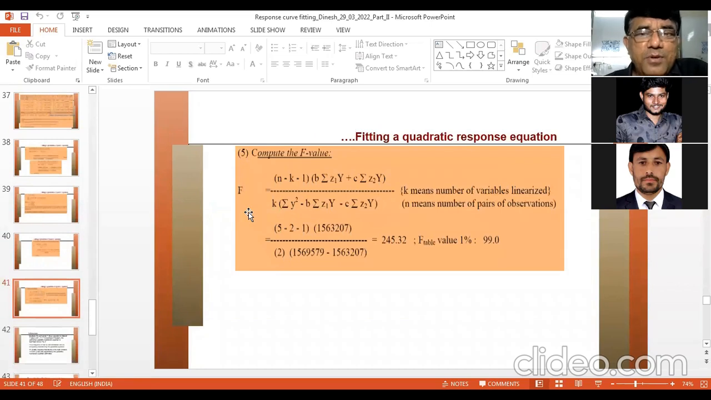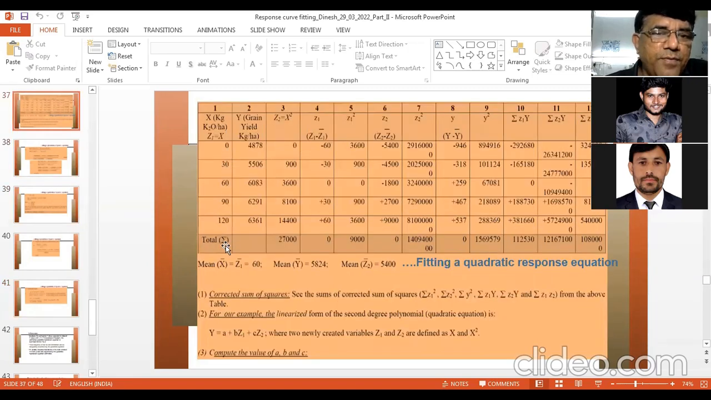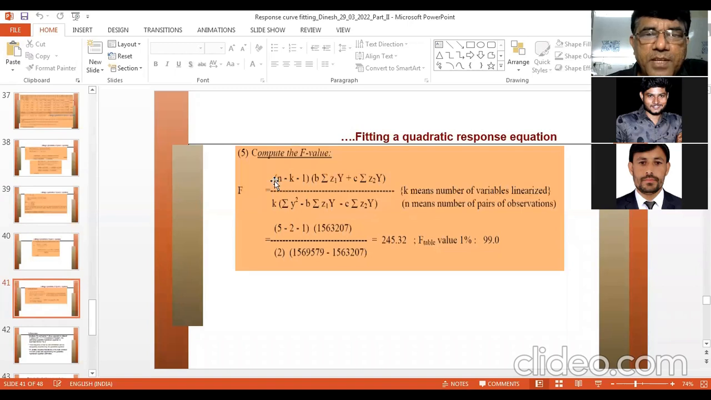Now F, now you want to test whether it is a quadratic equation or not. For this, you have the F test. So this is the formula of the F test for a quadratic equation, n minus k minus 1, and all these parameters. Here k means the number of variables linearized. So here you have linearized two variables. One was x, other was x square. So therefore, in place of k, you will put 2, and n means the number of pairs of observations. So in this, you have 5 pairs: 1, 2, 3, 4, 5. Therefore, you put value 5 in place of n.